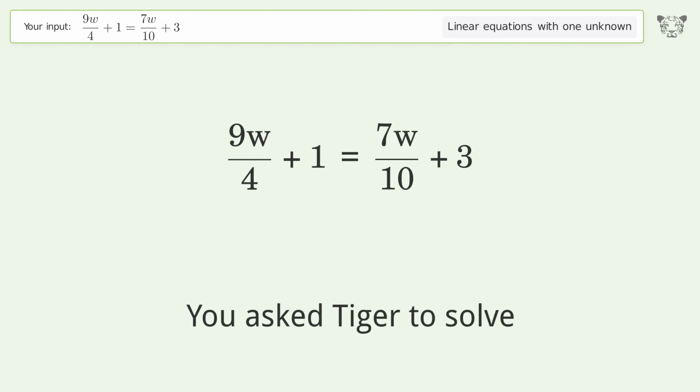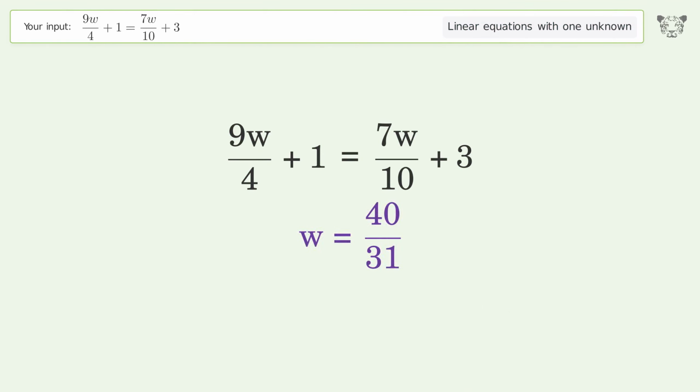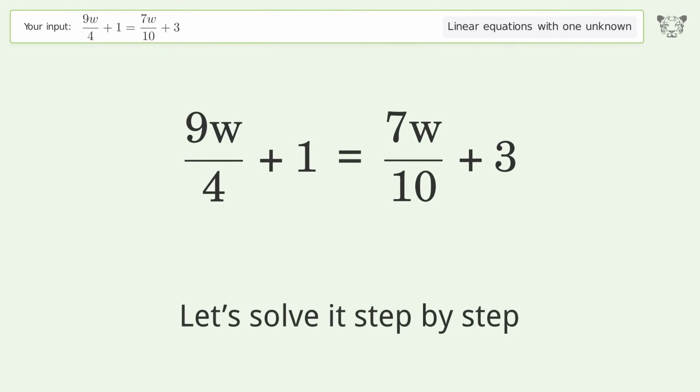You ask Tiger to solve. This deals with linear equations with one unknown. The final result is W equals 40 over 31. Let's solve it step by step.